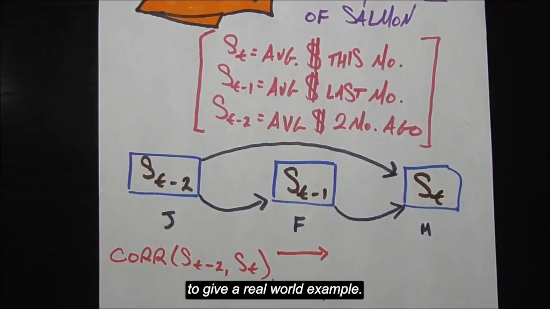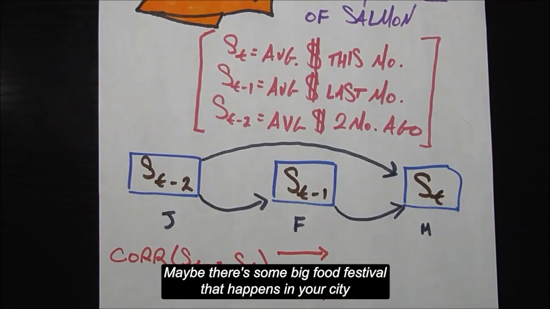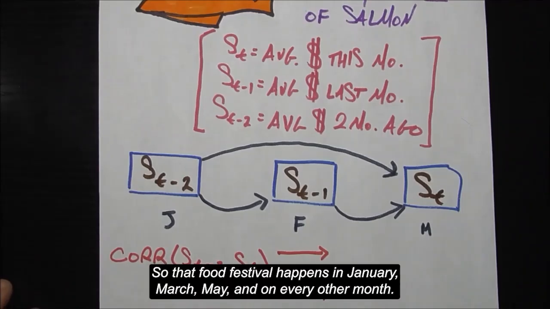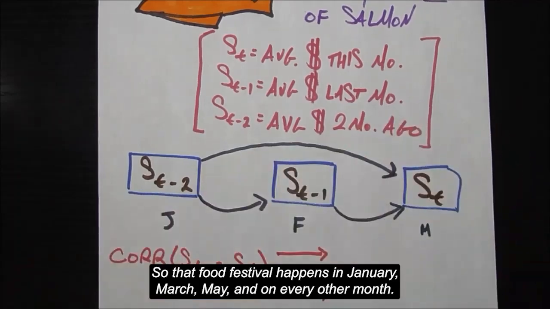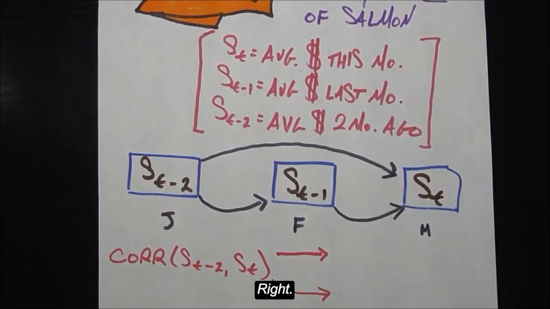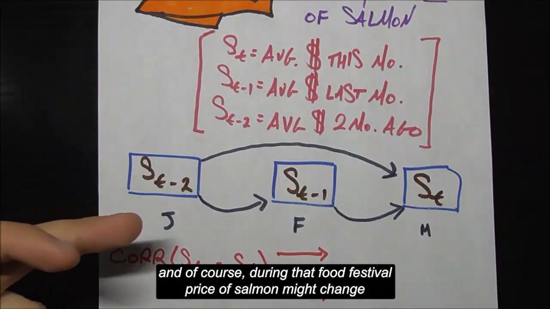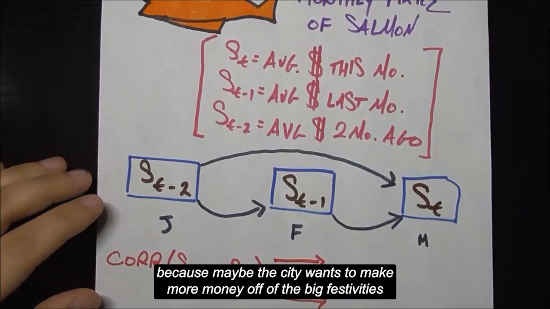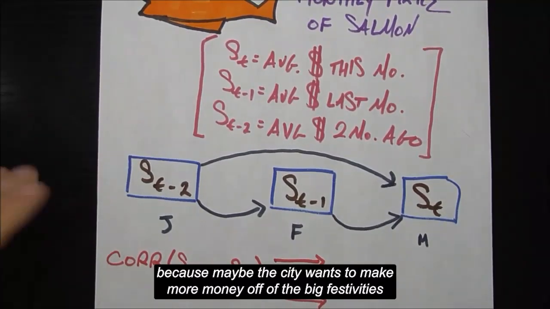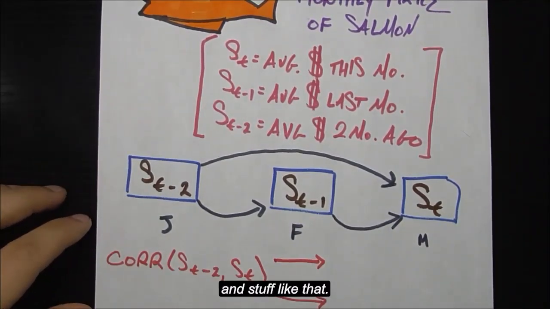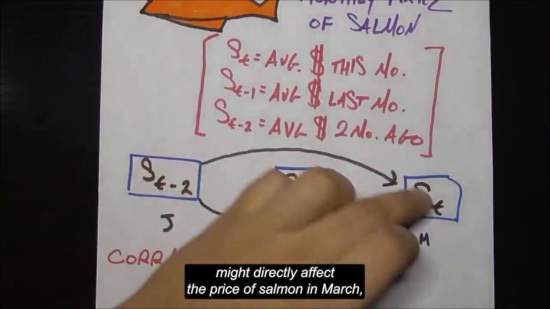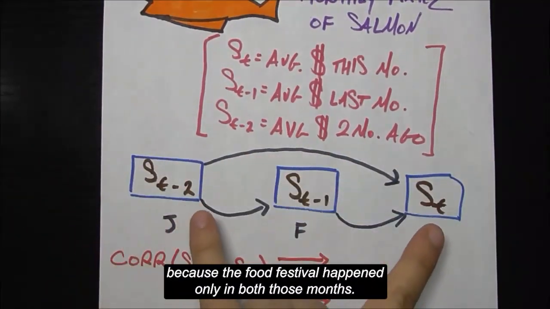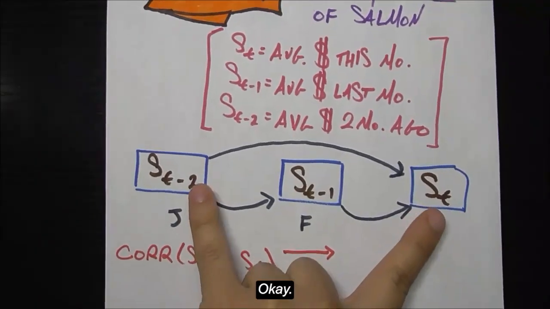To give a real-world example so it's not just abstract, maybe there's some big food festival that happens in your city every 2 months. So that food festival happens in January, March, May, and every other month, right? And of course, during that food festival, the price of salmon might change because maybe the city wants to make more money off of the big festivities and stuff like that. So the price of salmon in January might directly affect the price of salmon in March because the food festival happened in both of those months, okay? There's a concrete example.